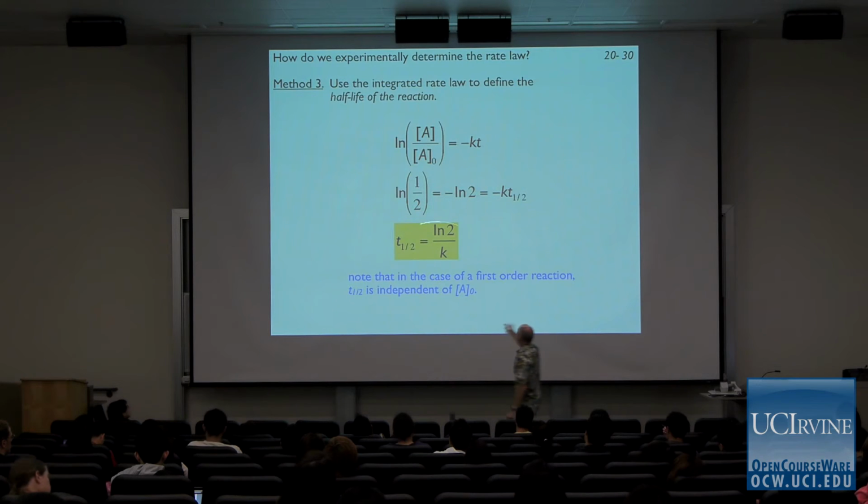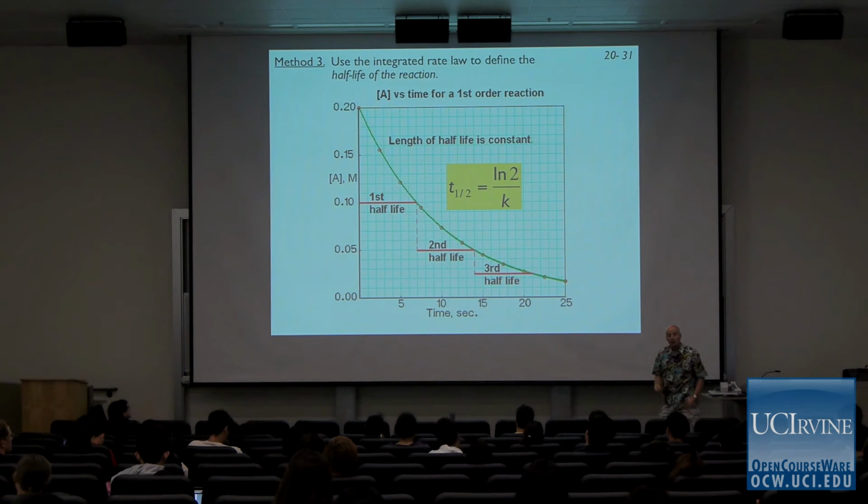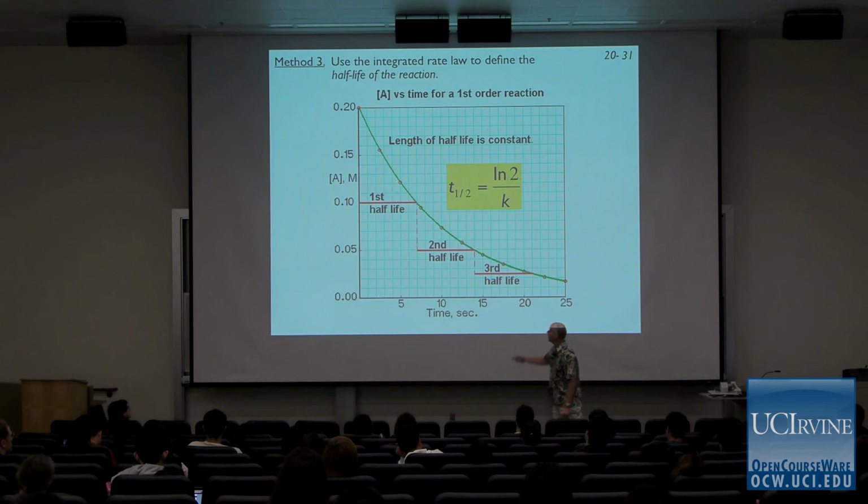And so this is yet a third way. It just involves taking the integrated rate law, substituting A0 over 2 for A. That time is now called the half-life, and you can solve for that and see if what you measure conforms to what you expect. All right, so this is the half-life for a first-order reaction, and the half-life stays the same. Right? The second half-life is the same as the first. The third half-life is the same as the second.